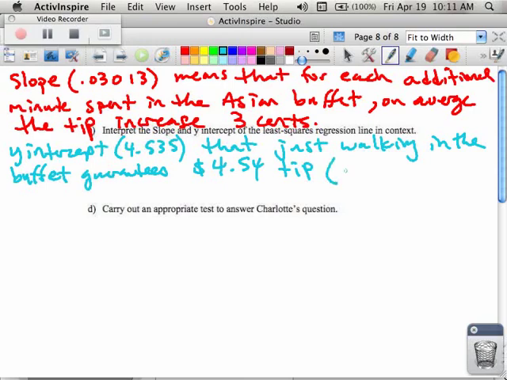I would say this is not necessarily likely, because just because you walk in doesn't mean you're going to leave a tip, especially if you haven't spent any time there, bless you. However, that's what the y-intercept does mean. So now we carry out the test.